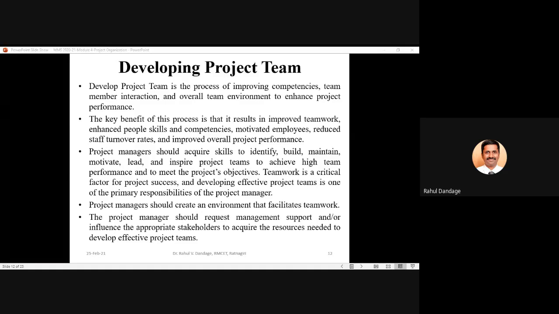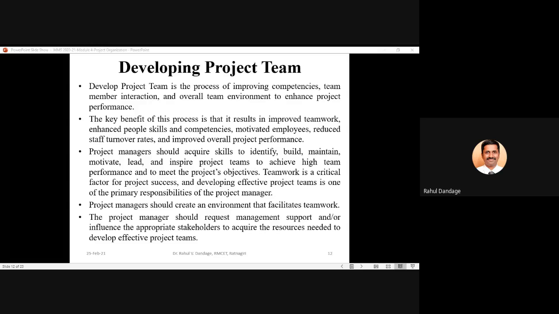There should be leadership qualities. There should not be like simply bossing qualities in your project manager. And finally, he should be able to inspire the project team, which will enable the project team to achieve high performance and meet the project objectives.